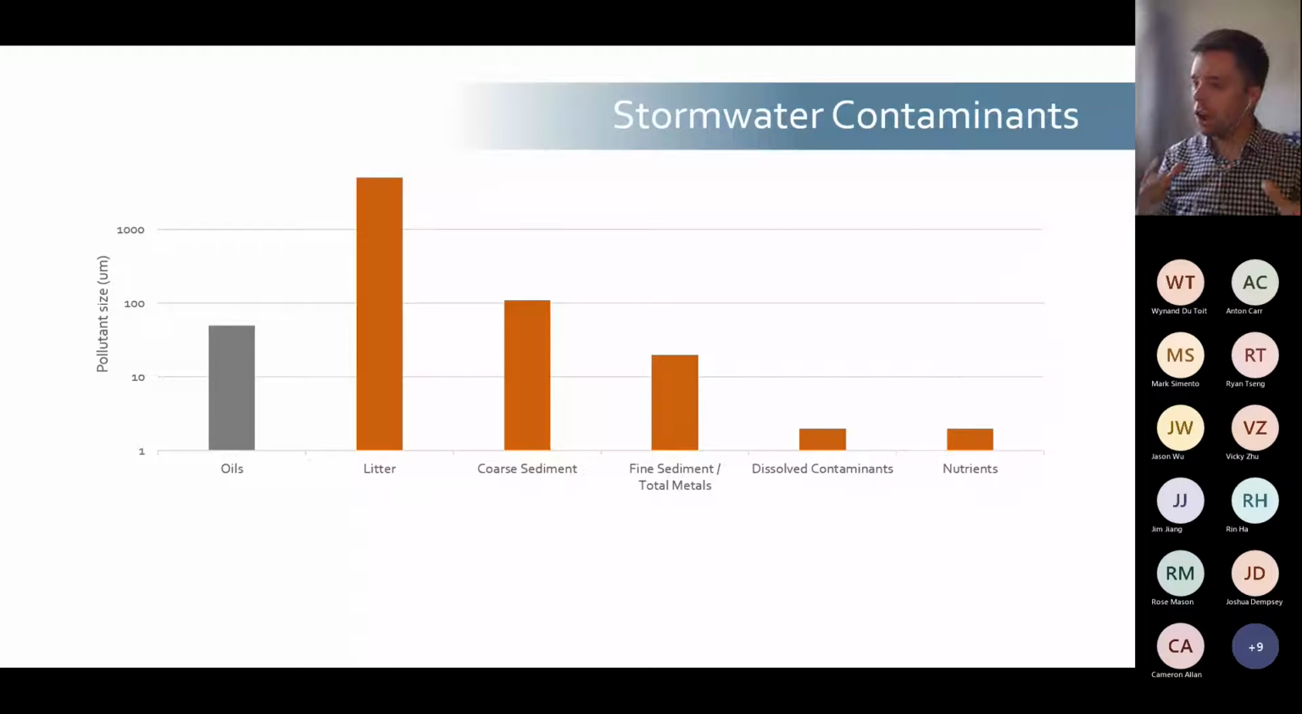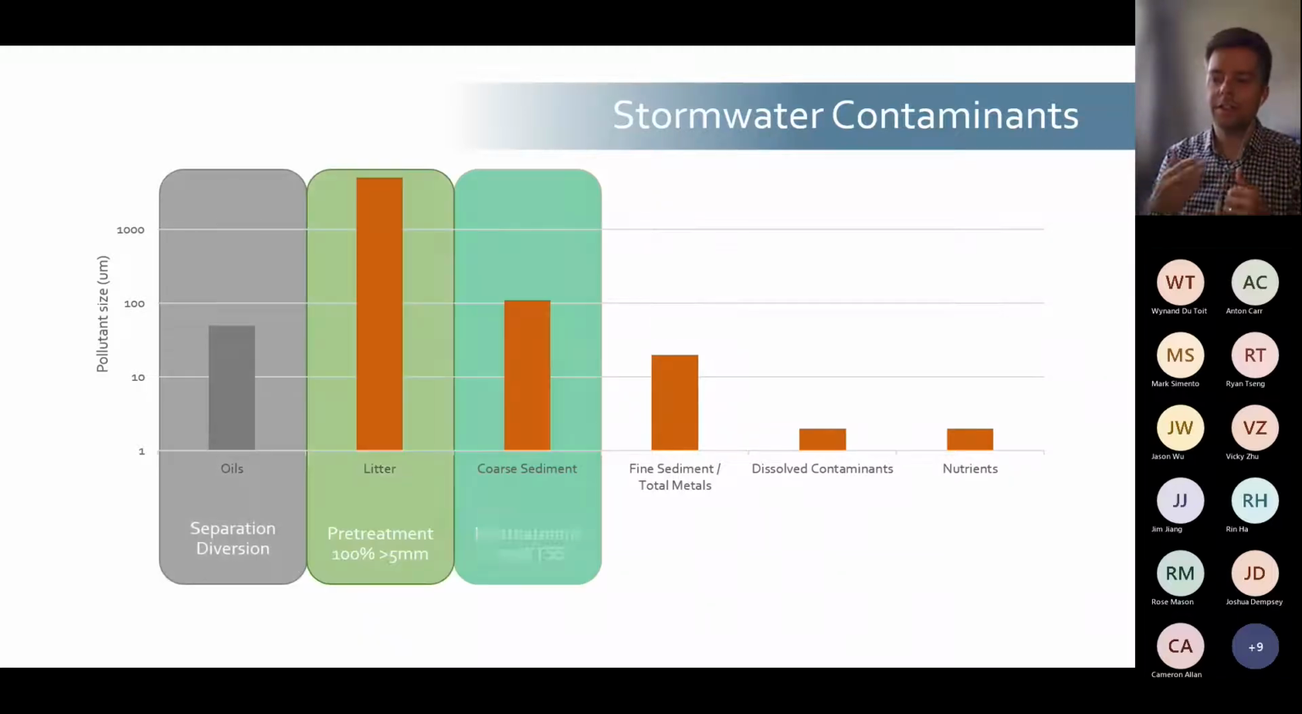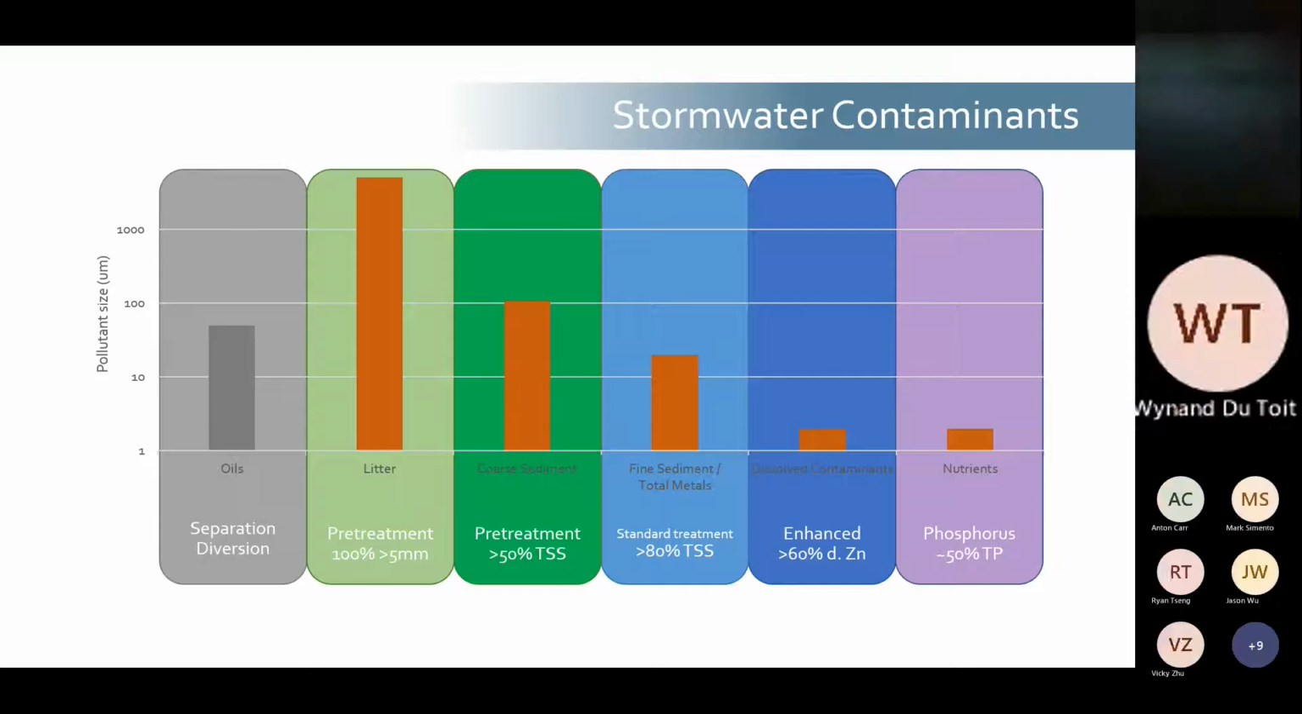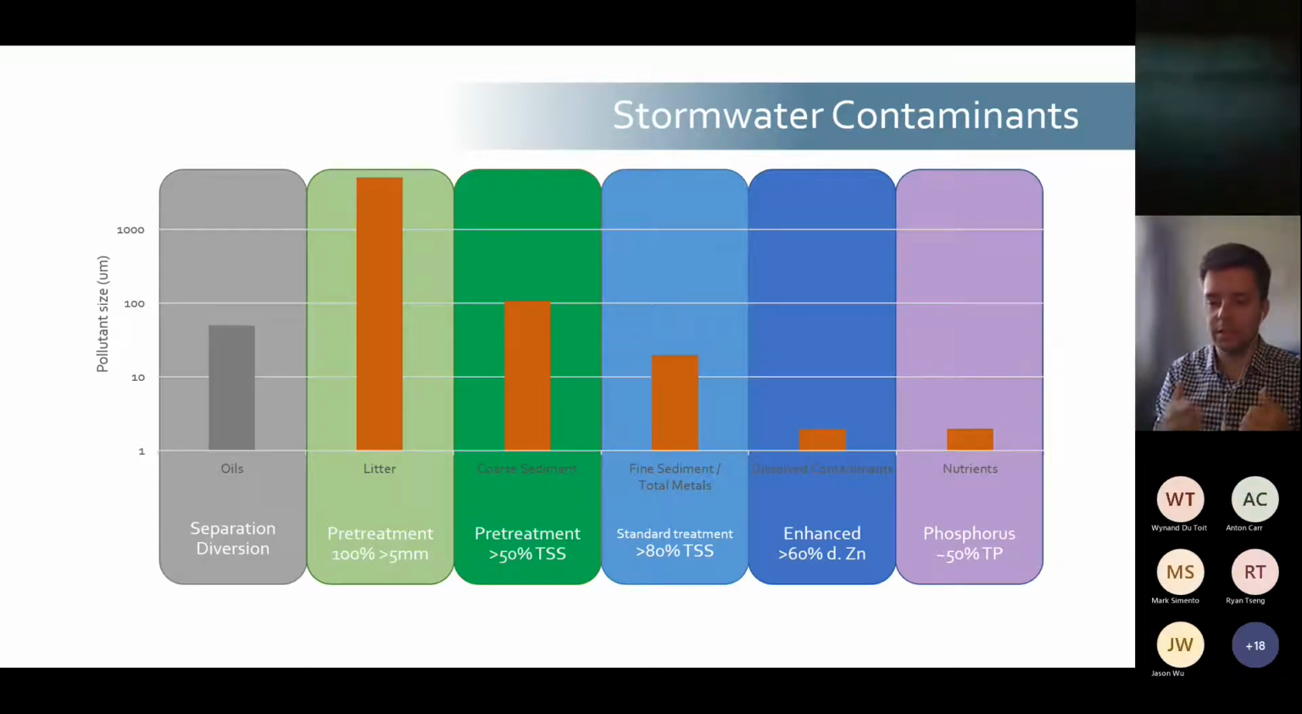For each type of stormwater contaminant, there is a different level of treatment required. For example, for litter and trash, you want 100% trash removal. With coarse sediment, you have pre-treatment, which is typically 50% removal of coarse sediment. For fine sediment, it's typically 80% TSS removal. That's what our devices can achieve, at least 80% TSS removal, but the standard in New Zealand is 75%.